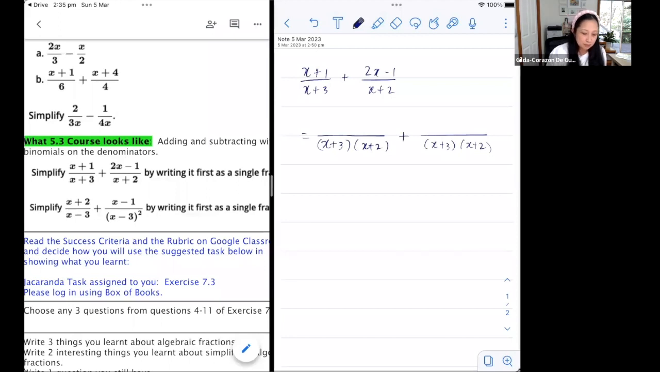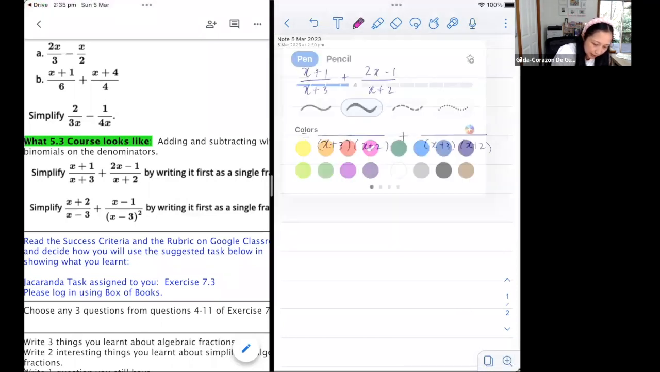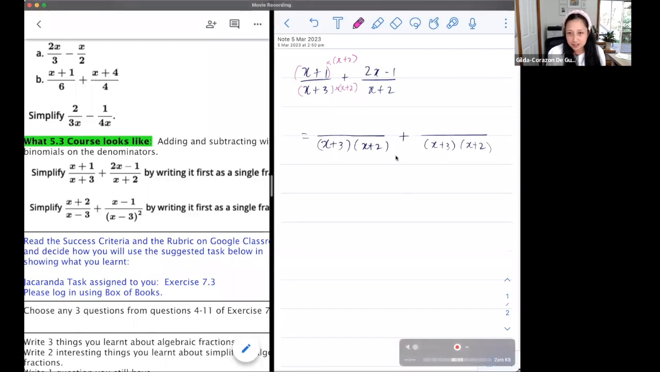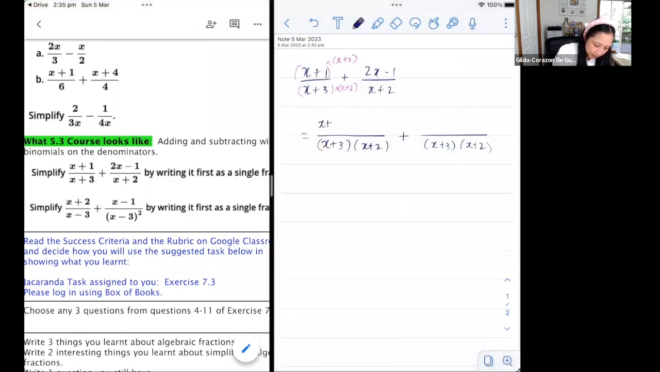Now, what did we multiply to x plus 3 for us to get x plus 3 times x plus 2? Looking at this one, it's just x plus 2, right? So therefore, what we want to multiply the top by would just be x plus 2, because that's what we multiplied the bottom by for us to get x plus 2. Remember, we're renaming this fraction, right? And therefore, the top becomes x plus 1, x plus 2.